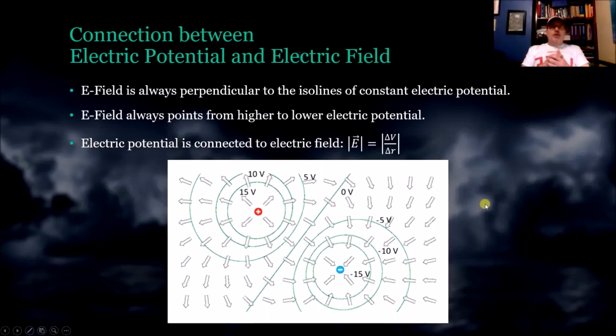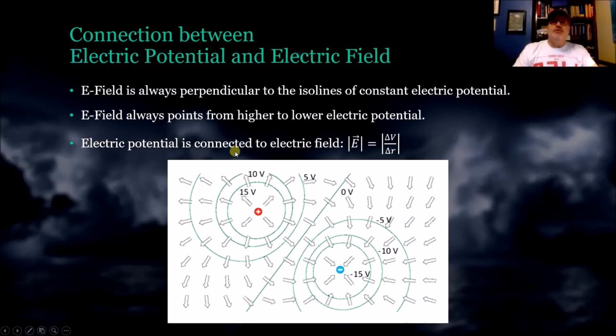negative locations. There's a huge connection between the electric field and the electric potential. So electric field lines are always perpendicular to the iso lines of constant electric potential. So if you look on here, here are electric field lines drawn. Notice that the electric field everywhere is perpendicular to the iso lines. And the field always points from higher to lower potential. So they're always pointing away from the positive towards the negative, so always from highest to lowest potential.